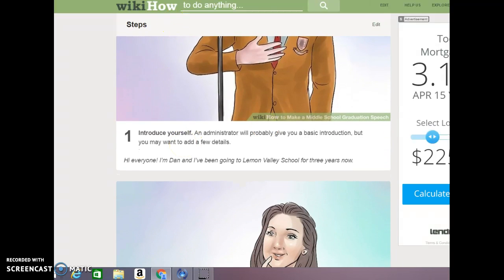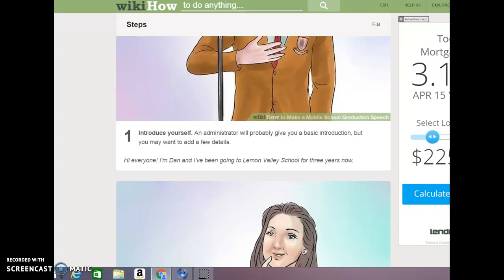Probably, if you're really giving the real speech, Dr. K will introduce you, but you should still add a few details like your name and how long you've been at Mayflower or something to that effect. Okay? So introduce yourself.